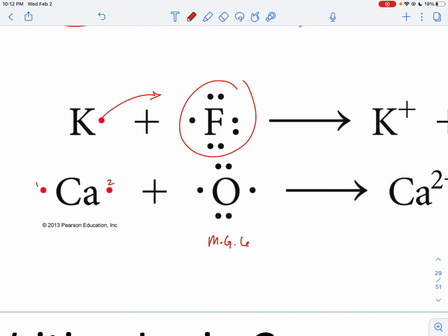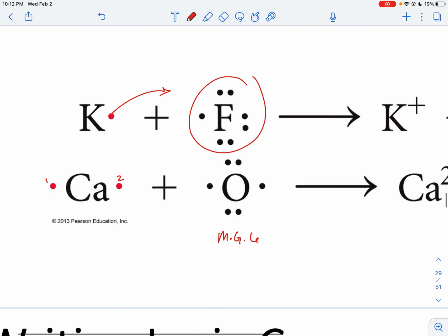And so if it can just get rid of those outer 2, it's going to be more stable. Oxygen has 6 valence, so to get 8, it just needs 2 more. So if anybody would give up 2 valence electrons, oxygen would love it. Calcium's like, hey, that's great for me. And so both of these electrons are going to go to oxygen.